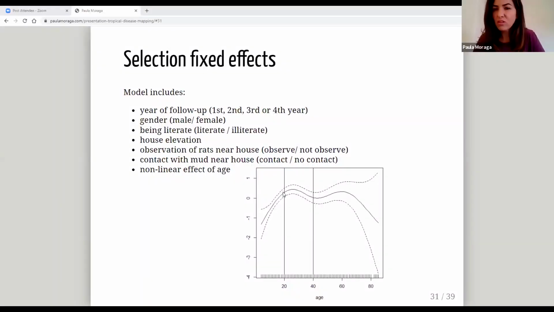So Dr. Paula, if you can share your slides again, that will be helpful. So is this graph, no? This is slide 31? Yes, slide 31. Yeah, that's correct.